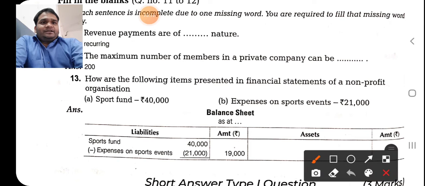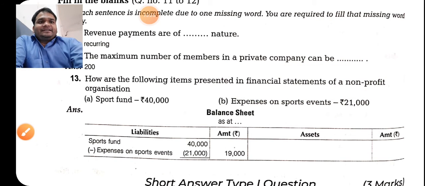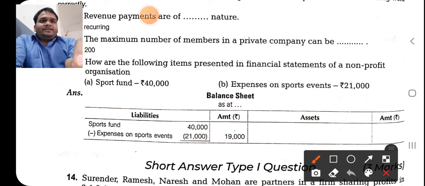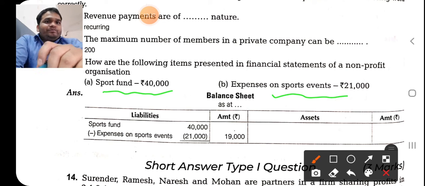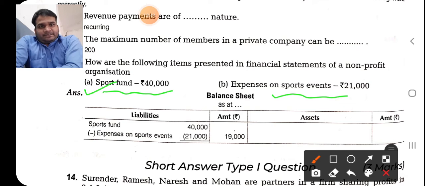Now, how are the following items presented in the financial statement of a not-for-profit organization? It says that there are these two items which are given to you. Now it is asking us how these items will be shown in the NPO. This is the sports fund. In case of sports fund, the fund which the NPO has received is basically utilized for sports activity. Other than that, this fund cannot be utilized.